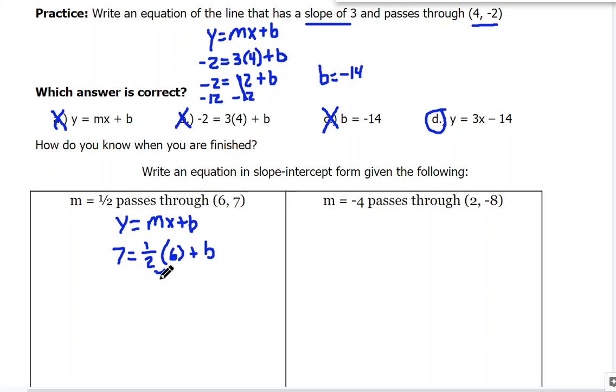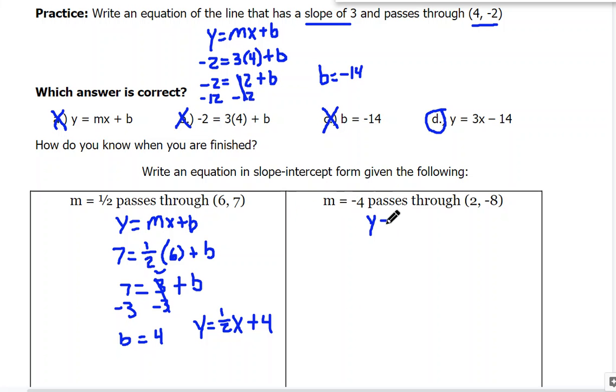So 1/2 times 6 is 3, so I'm left with 7 equals 3 plus b. I gotta get b by itself, so I gotta do -3 to both sides, and that's gonna get rid of that. And I'm left with b equals 7 minus 3 is 4. All right, so that is my y-intercept. So what's my equation? Well, my equation is y equals mx plus b, and I gotta plug in what I know. So y equals, my m was 1/2, right? My slope's always attached to x, so it's 1/2 x. And now my y-intercept is 4. It's a positive 4, so I'm going to put a +4. Okay? All right, let's do one more.